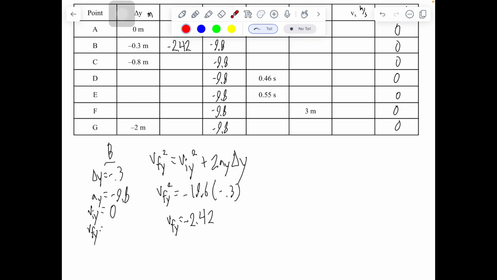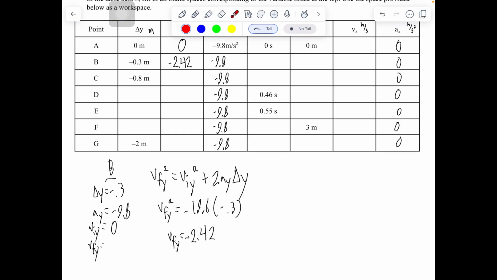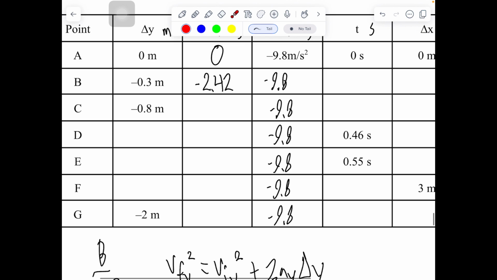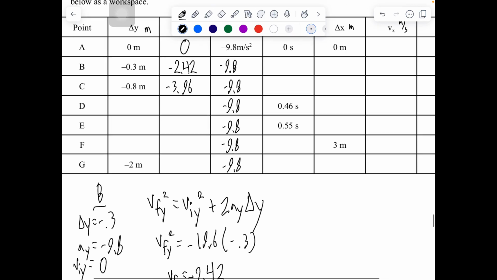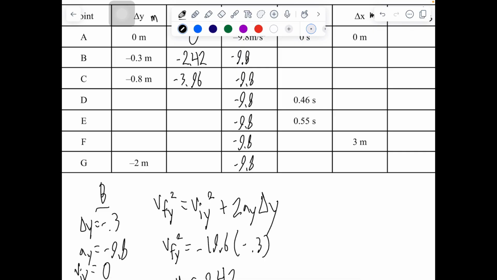So for our next one, we'll plug in 19.6 times our 0.8. Take our square root, and we say, okay, negative 3.96. What do you do if you do not have delta y, right? We can go ahead and do this. 19.6 times 2. Take the square root. Negative 6.26.